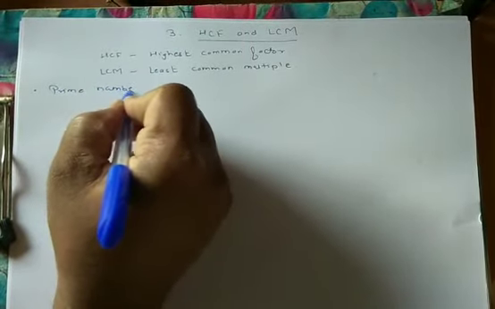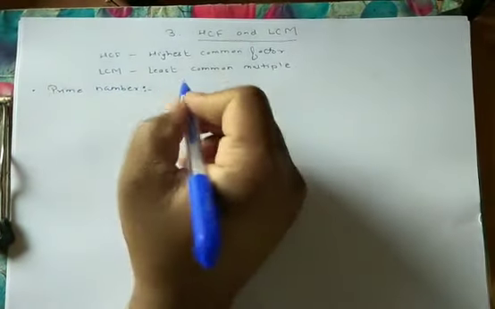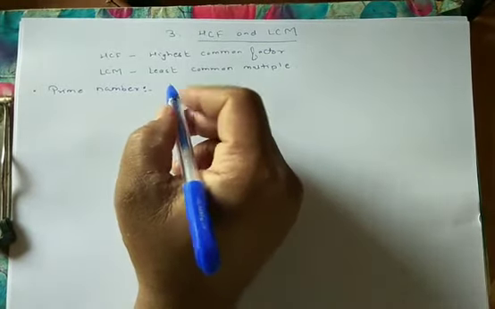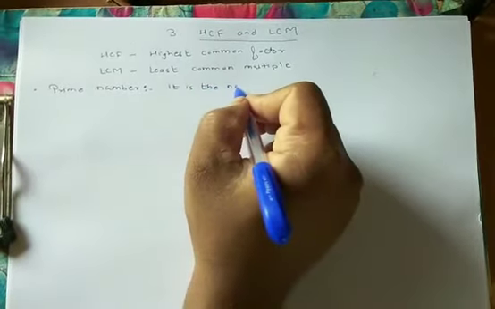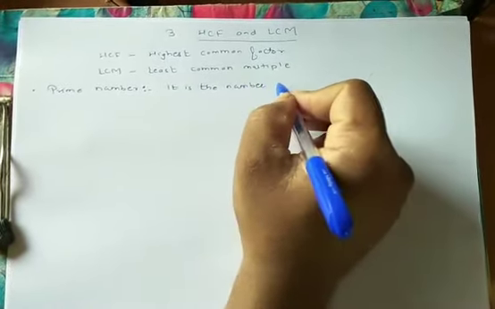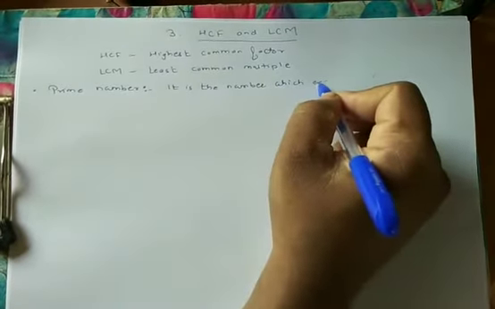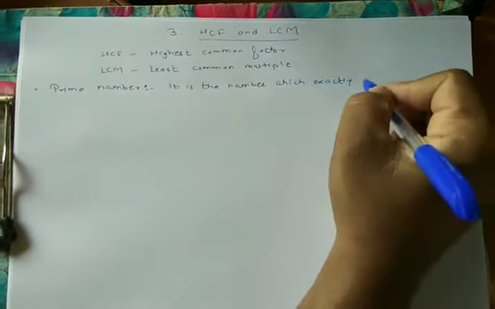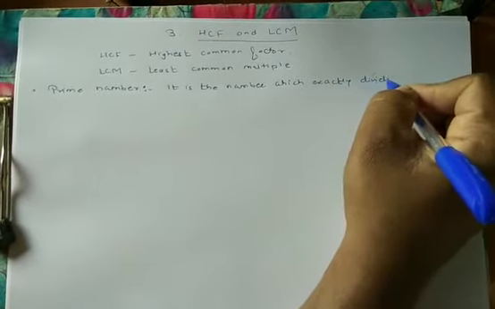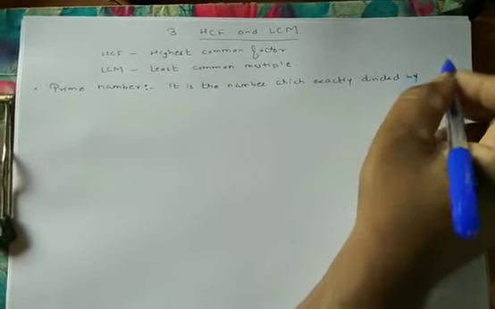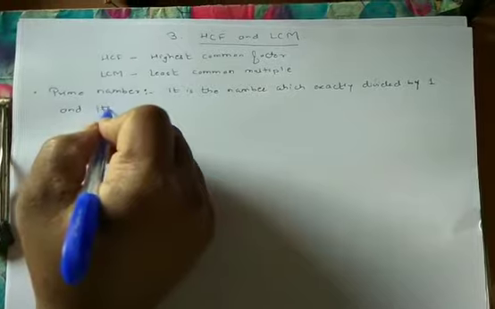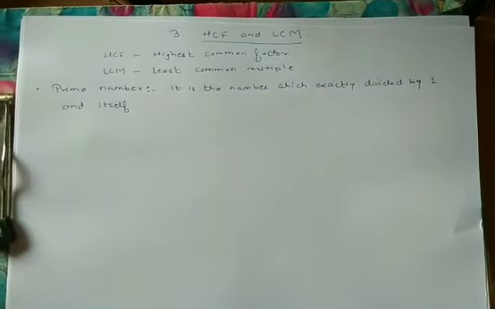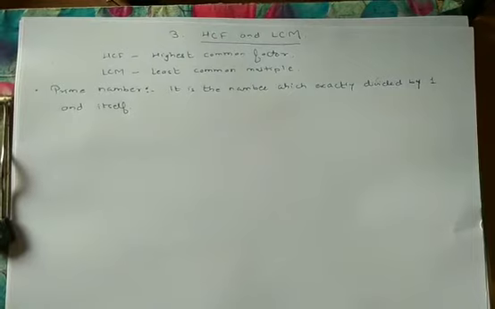Yes, you already studied what is meant by prime number. Okay, first let us see the definition. A prime number is a number which is exactly divisible by 1 and itself. What is the meaning of this?